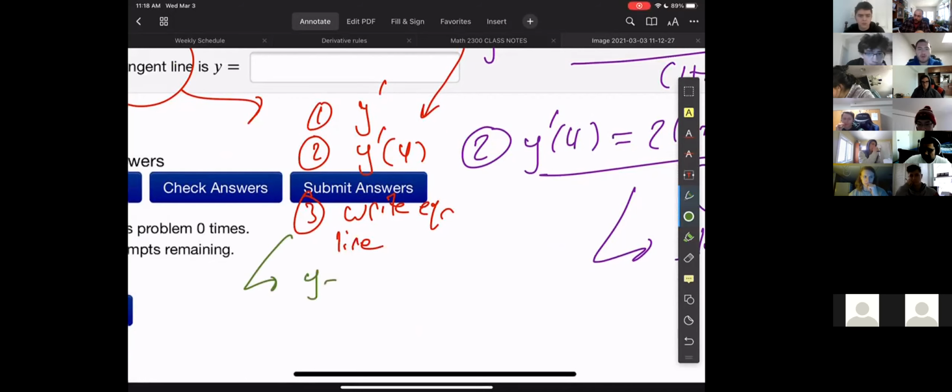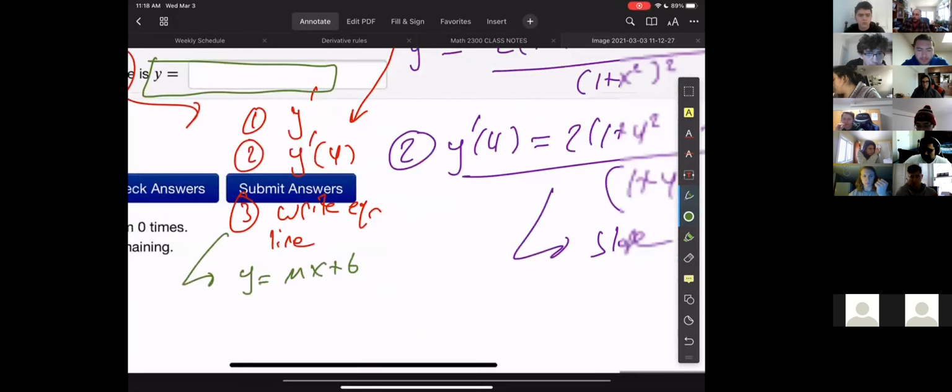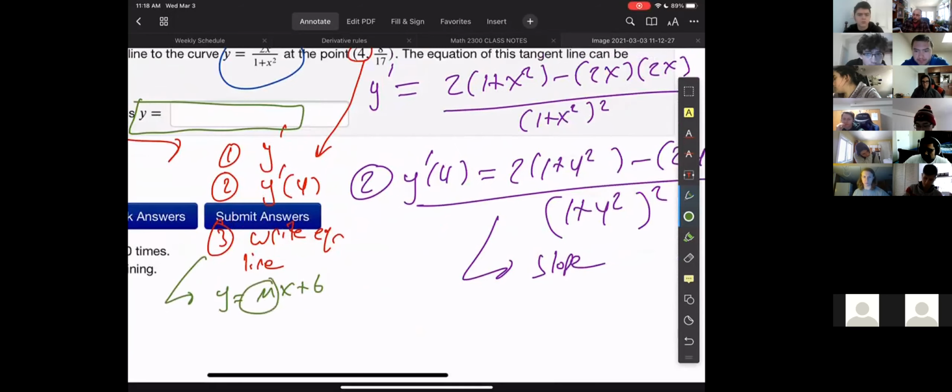So you want it to be y equals mx plus b, and we know that because that's what it's given, right? It says y equals blank. And so we know it's y equals mx plus b. We just found m. M is what you calculate in the first couple parts, right? So we want to find b.